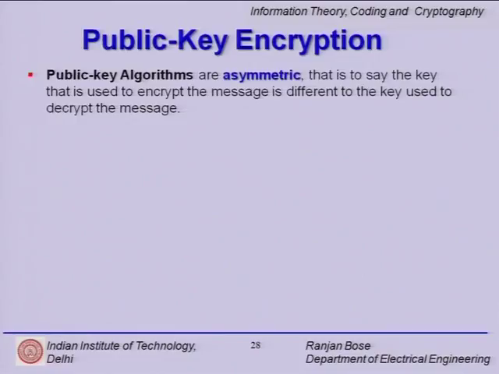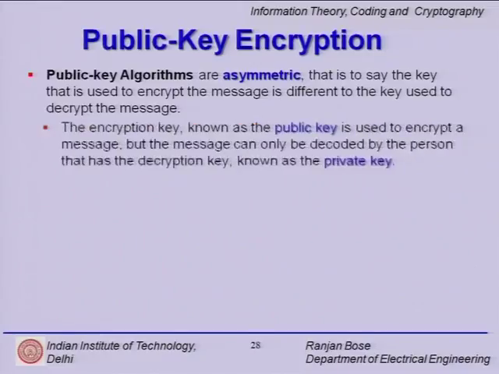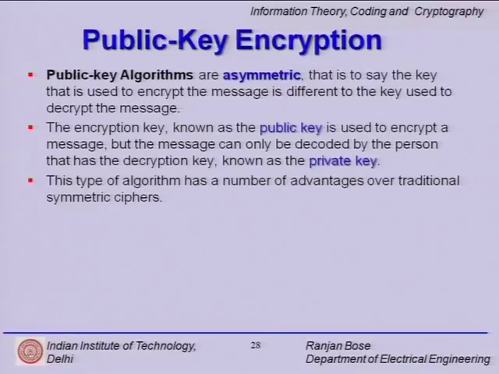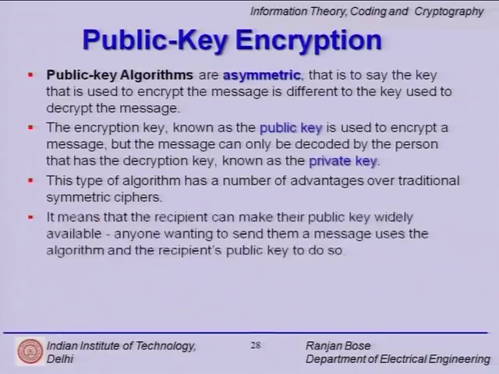So, the key used to encrypt is definitely different from the key used to decrypt. The encryption key is called the public key, whereas the decryption key is called the private key. This type of algorithm has a number of advantages, because the key exchange is much more efficient in this case.